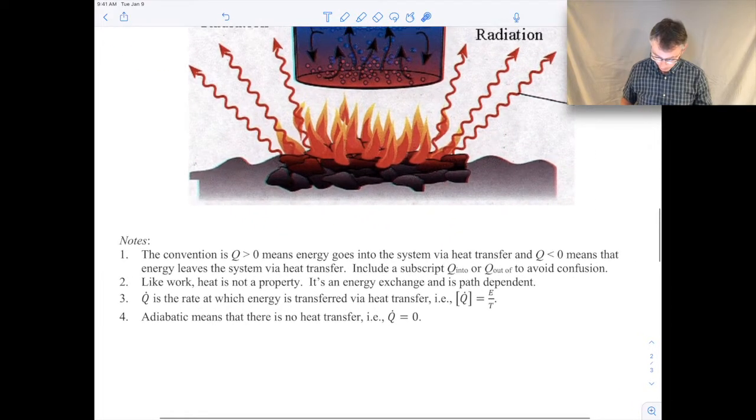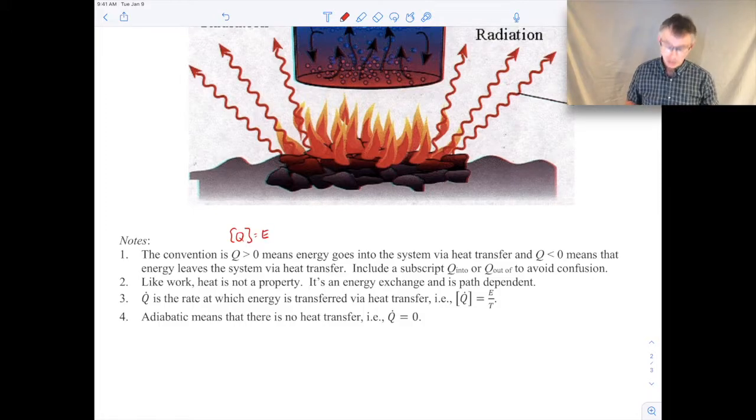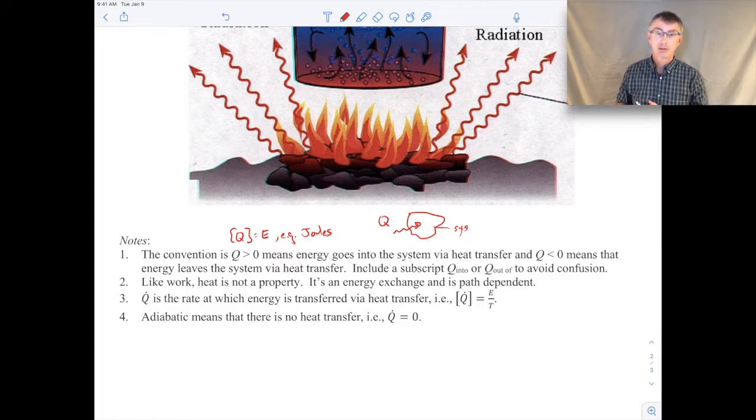So a few notes. The convention is that a positive Q, so we'll use the symbol Q for heat transfer, and that, by the way, has dimensions of energy, so it would be units of joules, for example. So heat transfer is positive, meaning that energy goes into our system. So if I draw a picture of a system here, so this is our system, a positive Q means that energy is going into our system via heat transfer. And if it was negative, it means that energy would be coming out of our system via heat transfer. That's just the standard convention. Again, I typically like to put in the subscript into or out of, just to make it absolutely clear. So when I write out the first law, I'll put that subscript Q into, for example, just so I know which direction I'm assuming the heat transfer is going.